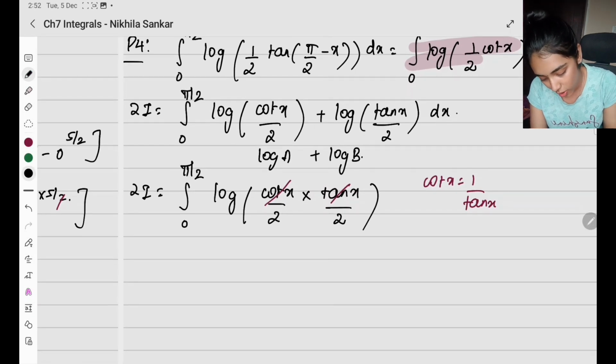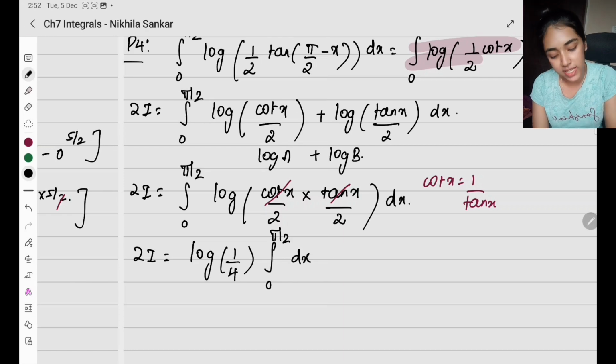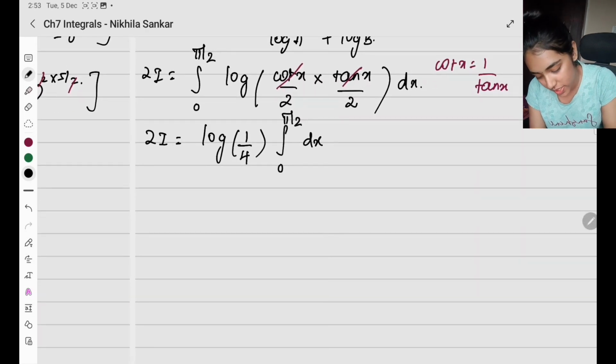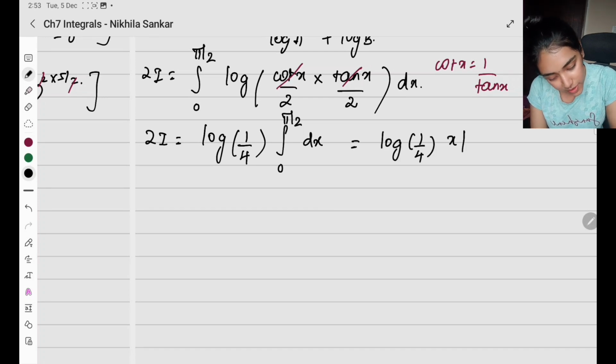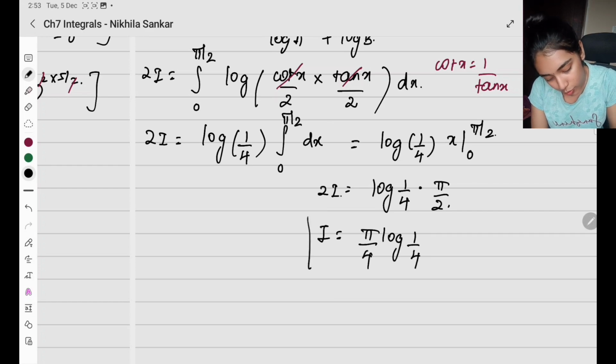So what is inside the log function? I have 2I equals log of 1 by 4 times the integral from 0 to pi by 2 of dx. Only dx is left. Log of 1 by 4 comes outside. So this is going to be log of 1 by 4 times x from 0 to pi by 2, which is log of 1 by 4 times pi divided by 2, and that is 2I. So I equals pi by 4 log of 1 by 4.